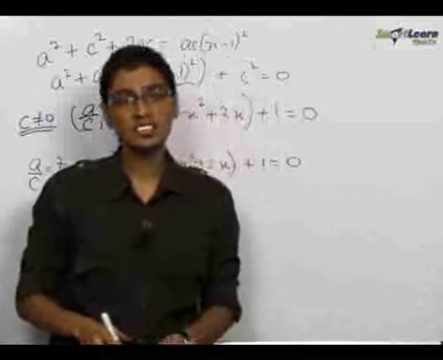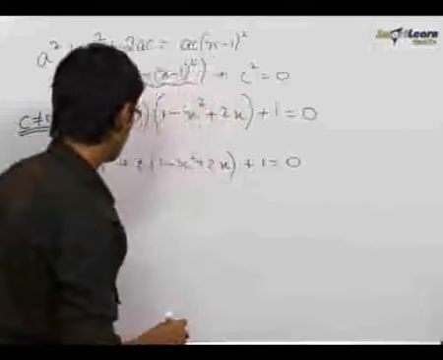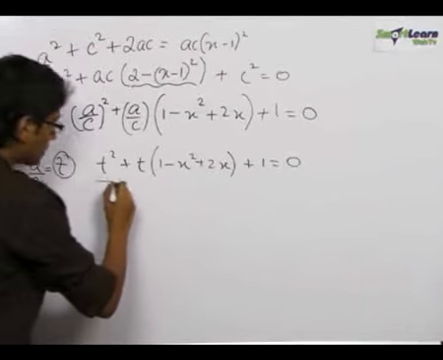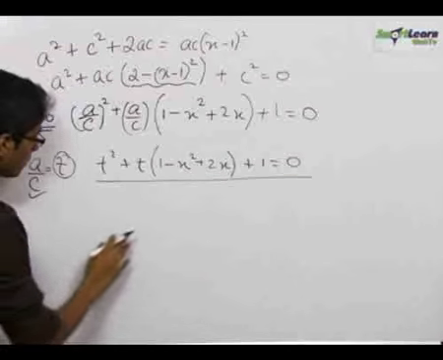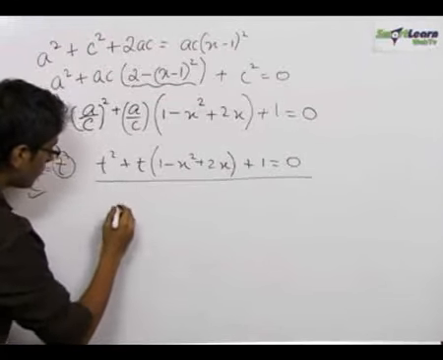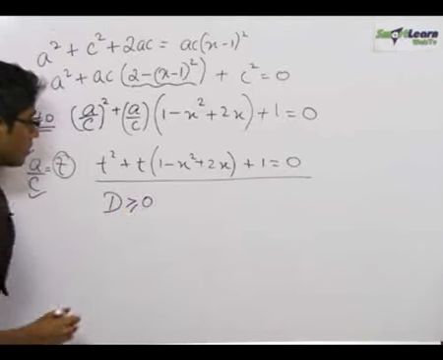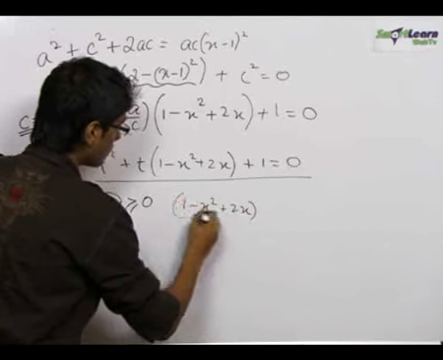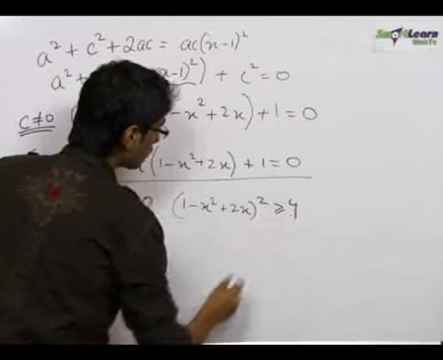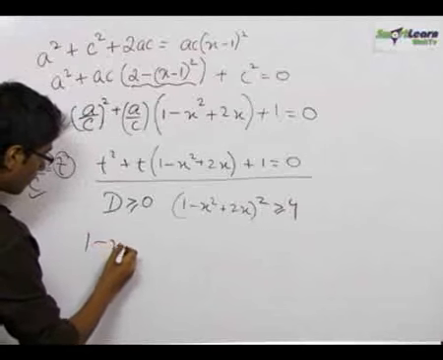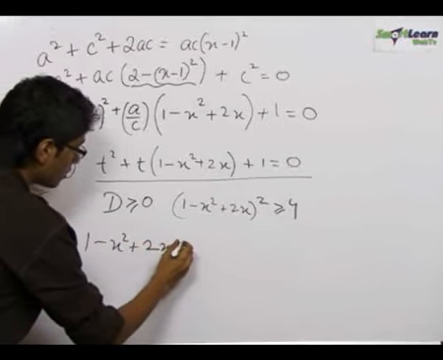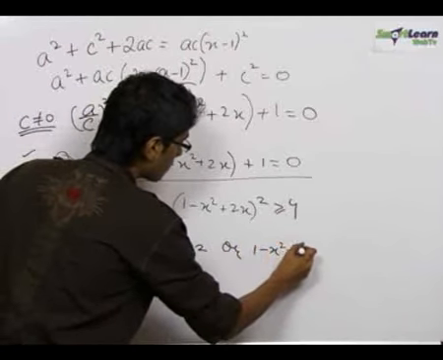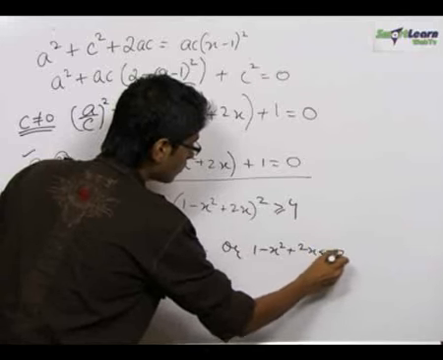Now a, b, c are three distinct real numbers in GP. So a is real, c is real, so t has to be real. So this is a quadratic in t. In order for t to be real, we need the discriminant to be greater than or equal to 0, which makes 1 minus x square plus 2x whole square greater than or equal to 4. That is 1 minus x square plus 2x should be greater than or equal to 2, or 1 minus x square plus 2x should be less than or equal to minus 2.